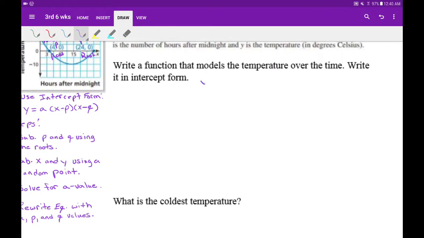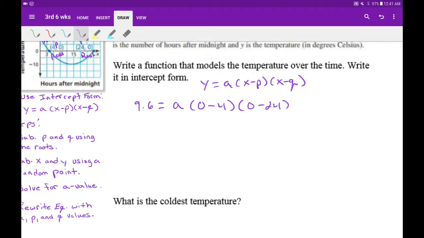Intercept form is y equals A times (X minus P) times (X minus Q). Note X is in two places here, so you have to put whatever X number in there twice. And remember, you need to switch the signs of P and Q every time you're putting them in or taking them out of the formula. So Y here is 9.6, we don't know A yet, X is 0, and P is 4. So 0 minus 4 times 0 minus 24, which was our Q. Notice how they went opposite.